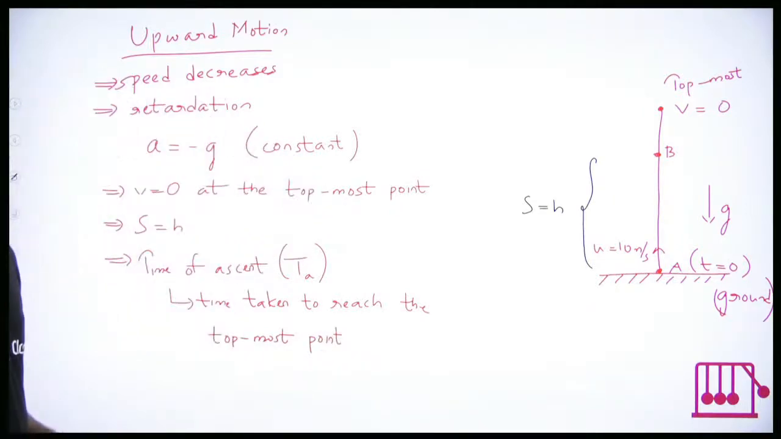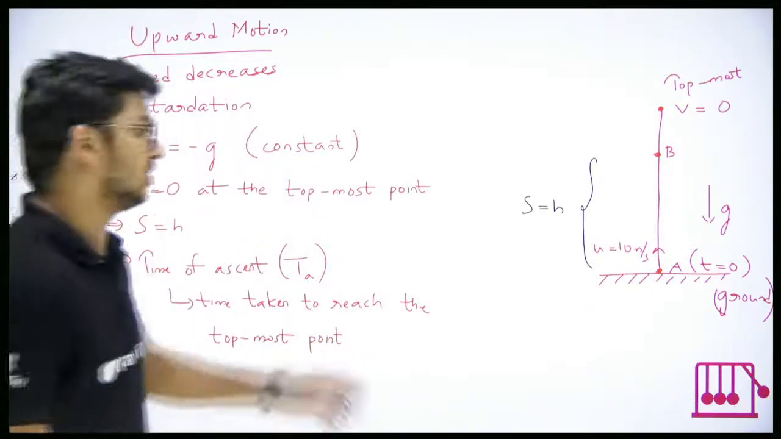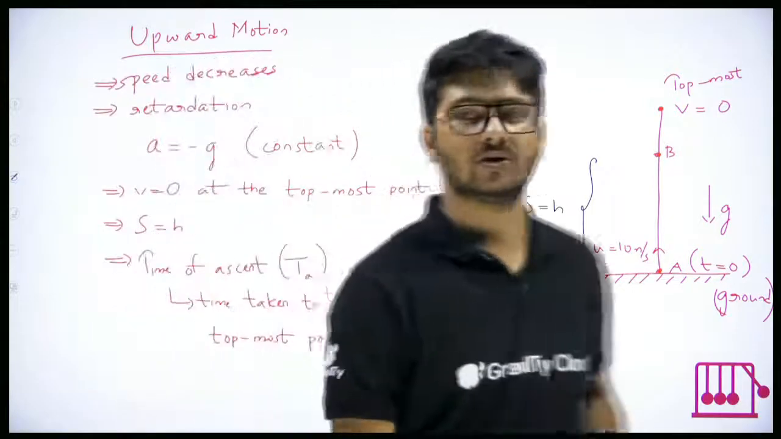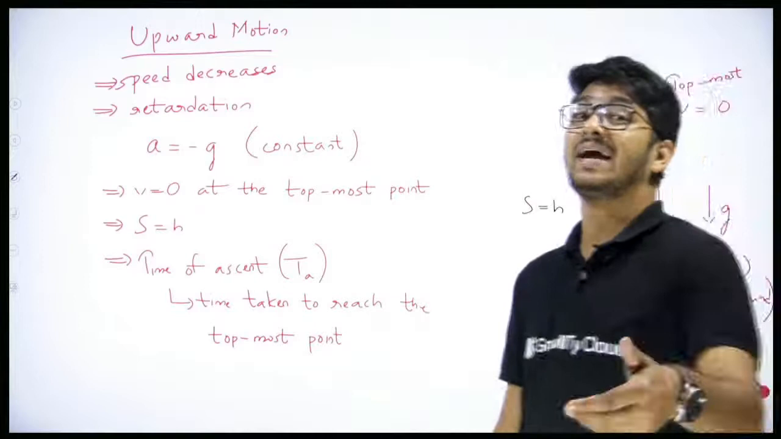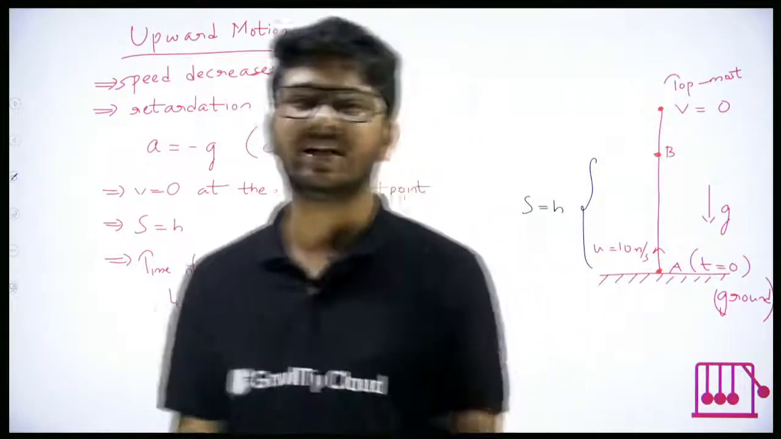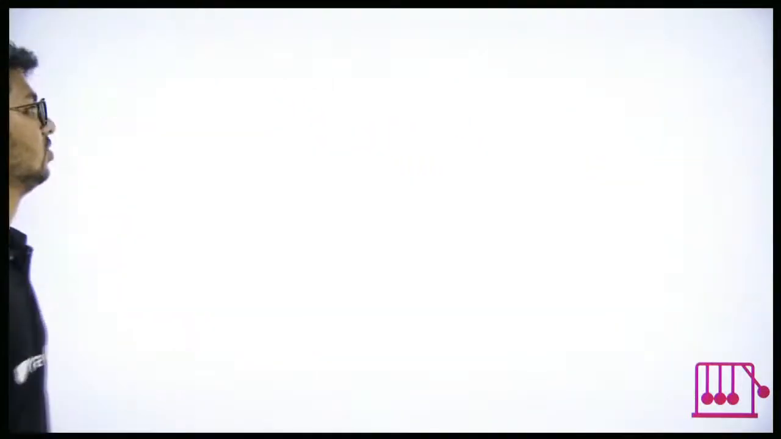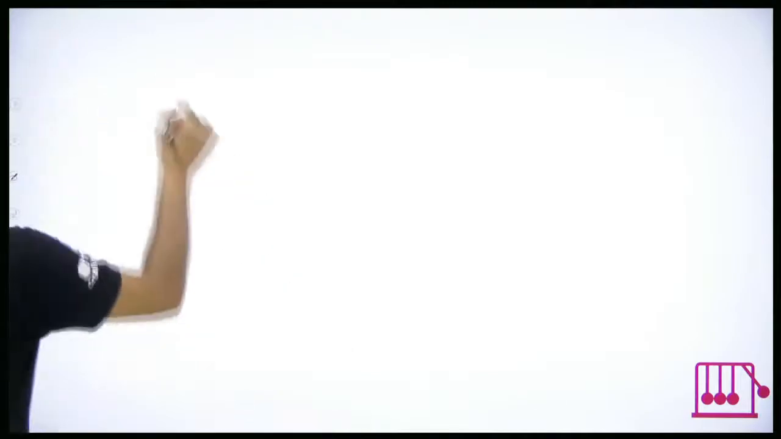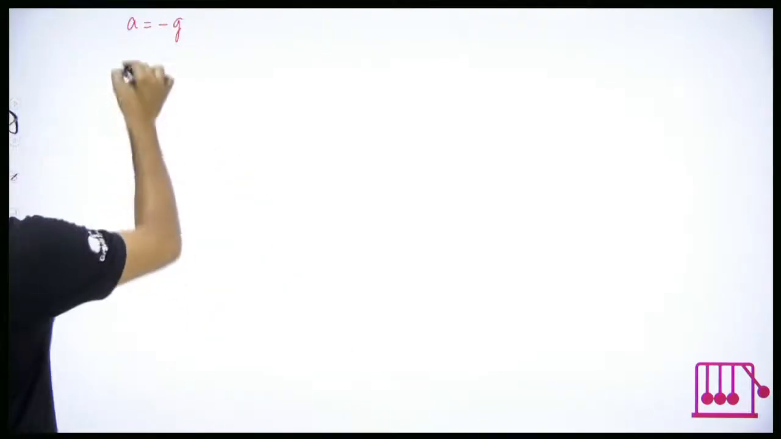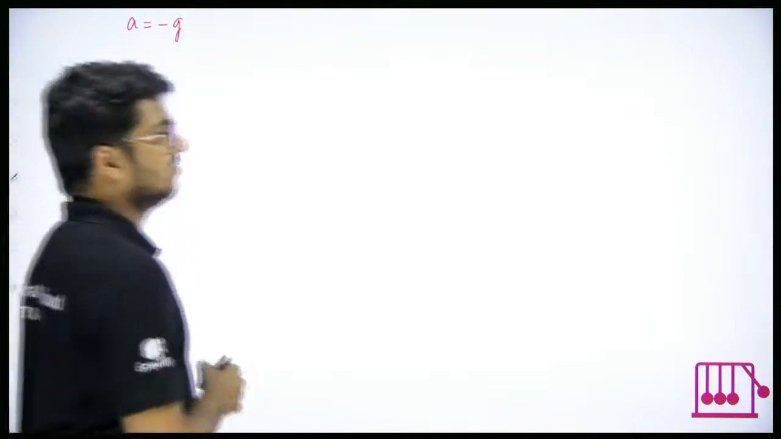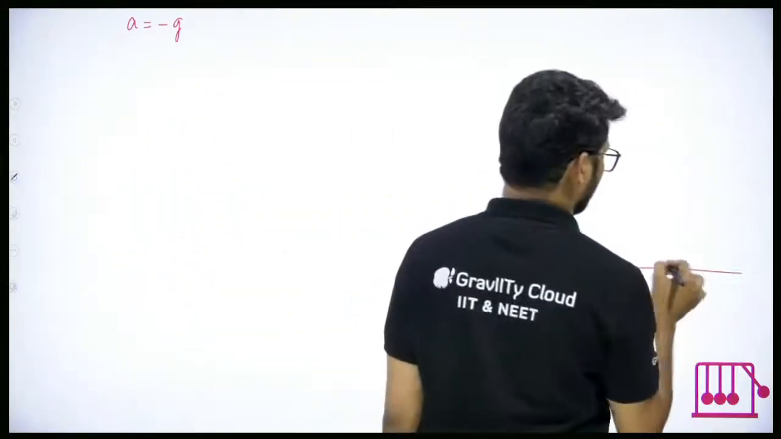Clear? So this is some basic information for upward motion. Now using this information, let's try to get the kinematic equations, or the equations of motion, for them. So let's go into that. First, we have the condition a is equal to minus g, right?